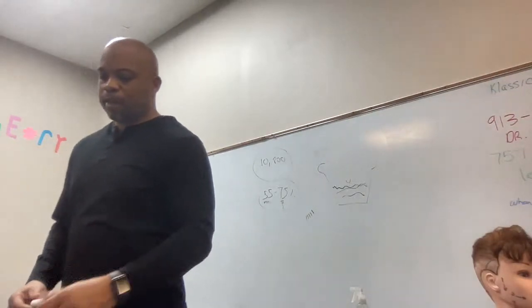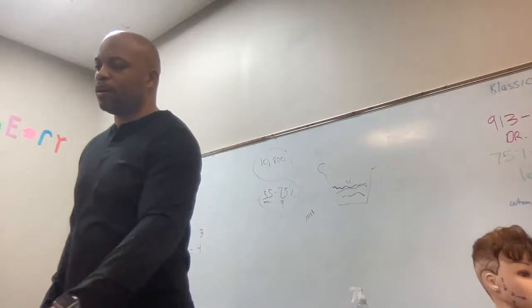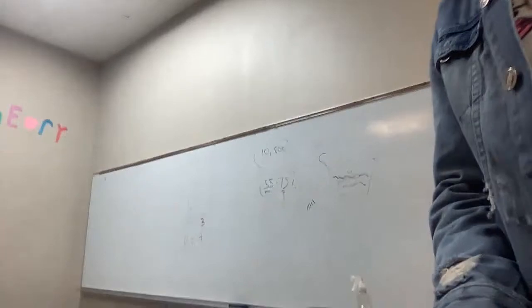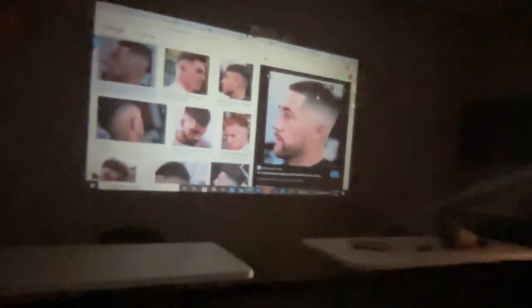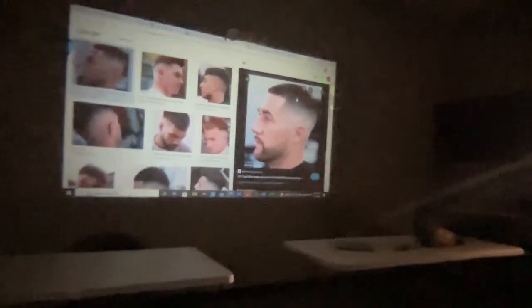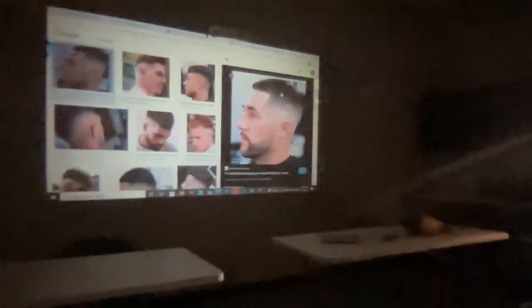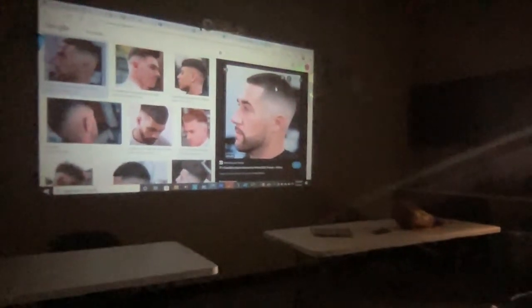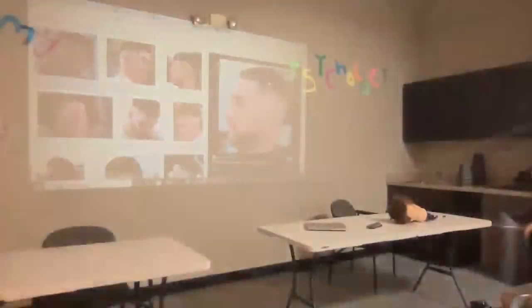Got it? Okay, so looking at this haircut right here, remember taking a mental picture of the haircut. We're going to look at the top, and we're going to say that is a 2 against the grain. 1.5. Okay. So let's get this elephant in the room out of the way.